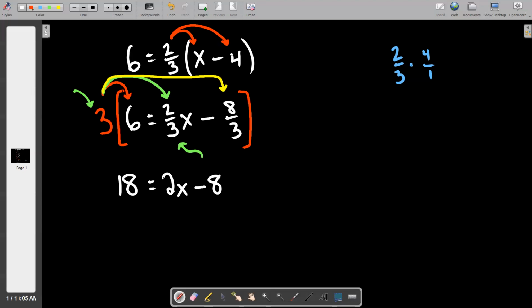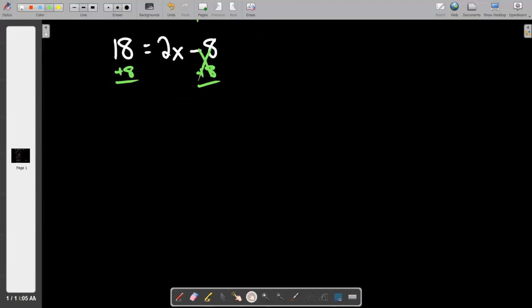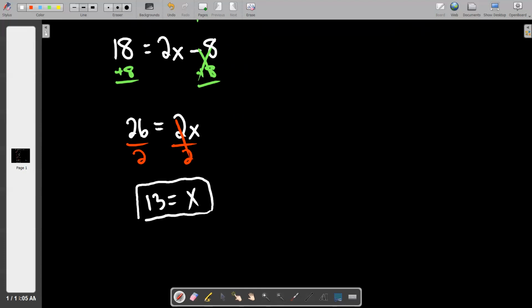Add 8 to both sides. So we're going to add 8 right here. We're going to add 8 right here. And we're going to bring down the 2x. We're going to bring down the equal sign. And what's 18 plus 8? And what's our last step? Divide both sides by 2. We're going to cancel the 2's. We're going to get x equals 13. Put a box around it, pat ourselves on the booty, and we are done with that one.